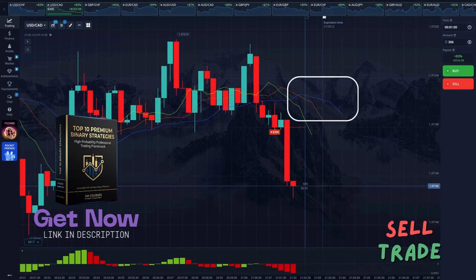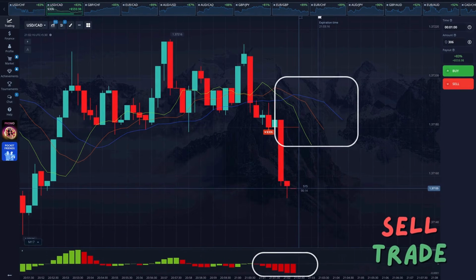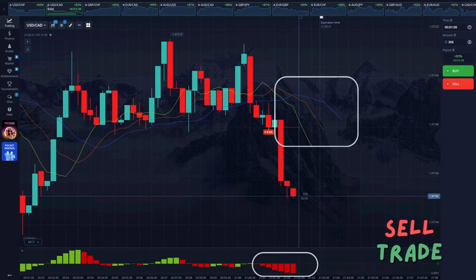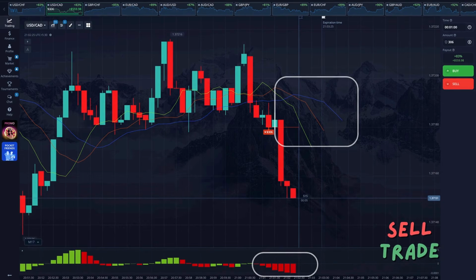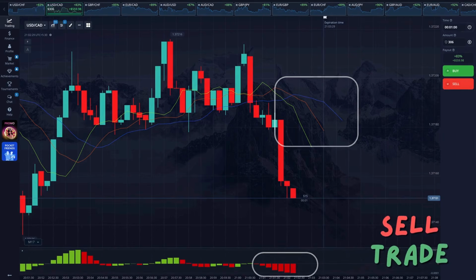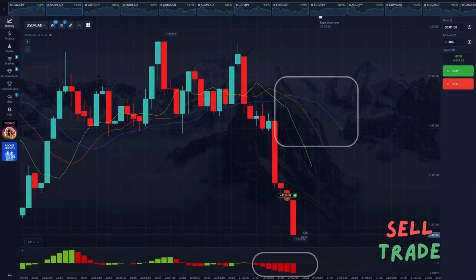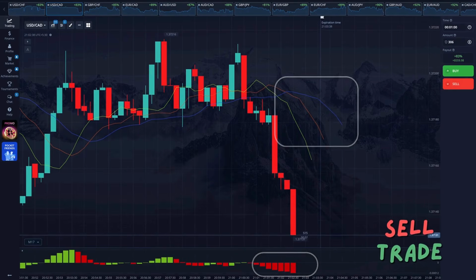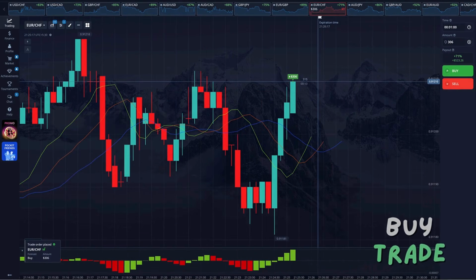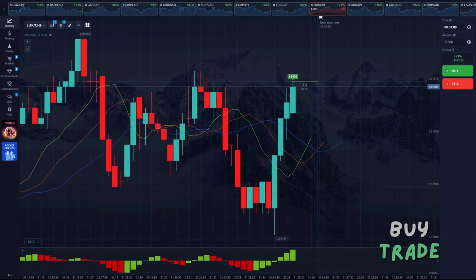You wait for the AC to confirm it. The moment the AC prints two consecutive red bars crossing below the zero line, that's momentum flipping negative. Price hasn't dropped yet, but it's already decided to. Enter immediately. No hesitation. For a buy trade, it's the exact mirror image.